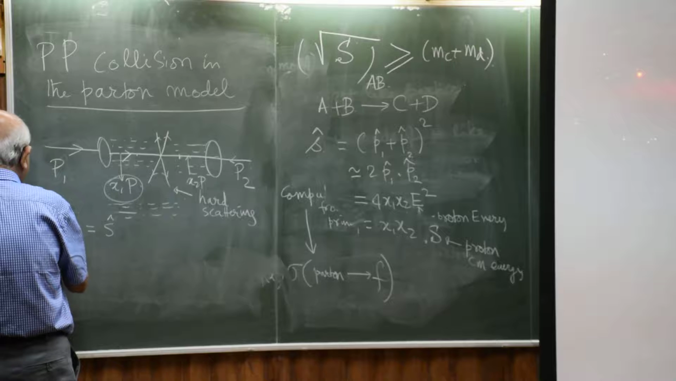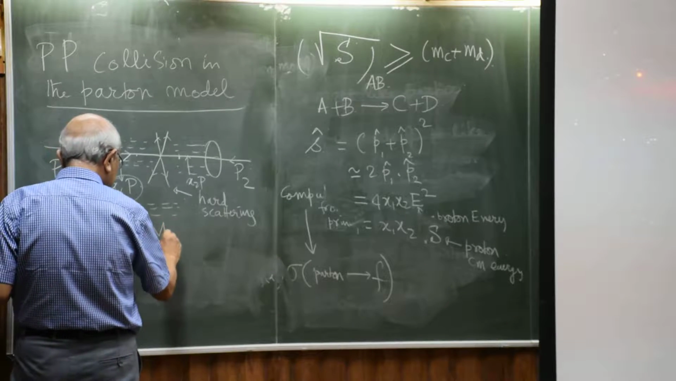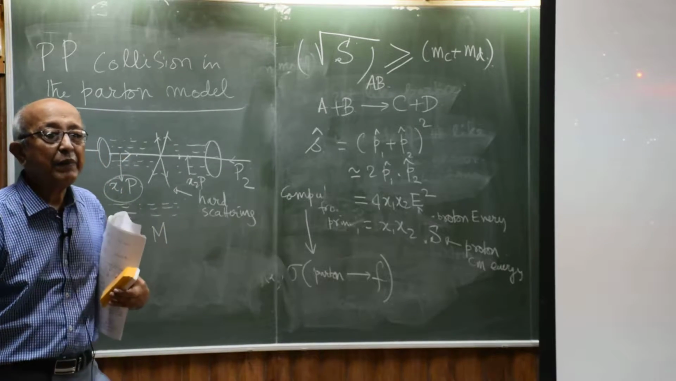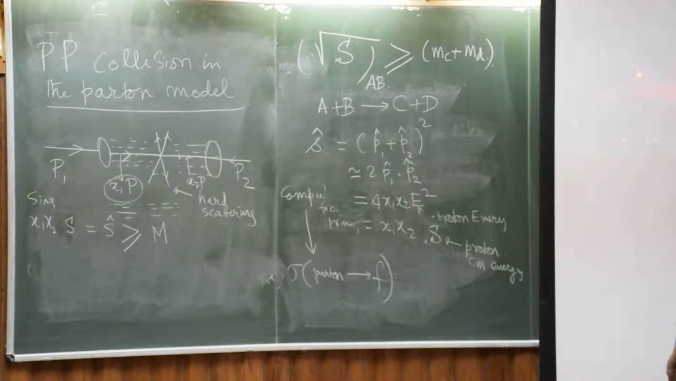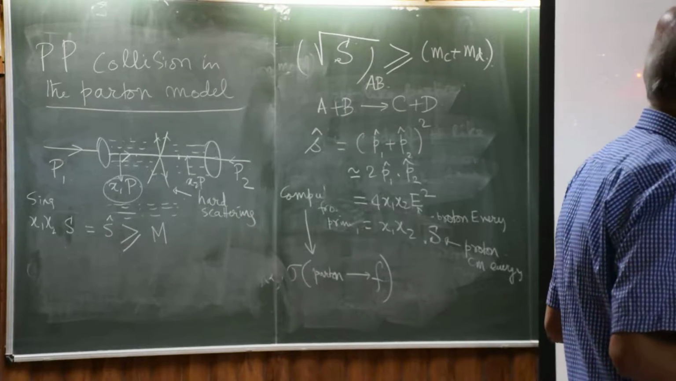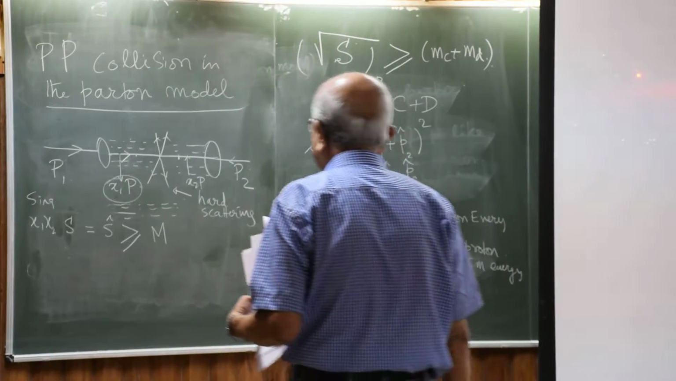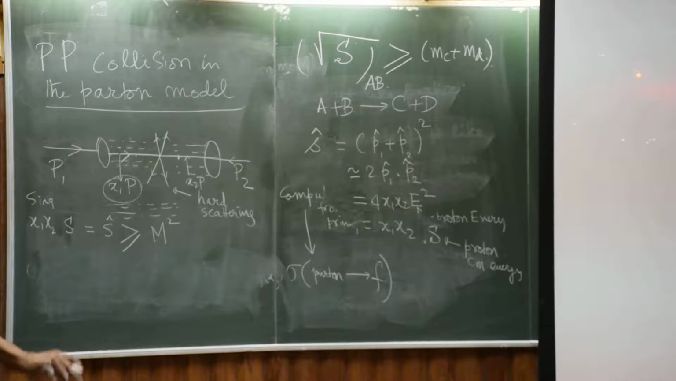But for a single particle production, s hat then must be greater than or equal to m square, where m is the mass of the single particle. The inequality is because the particle may also be produced with kinetic energy. But the minimum value of s hat is equal to the mass of the particle squared. Yes, dimensionally it should be m square.